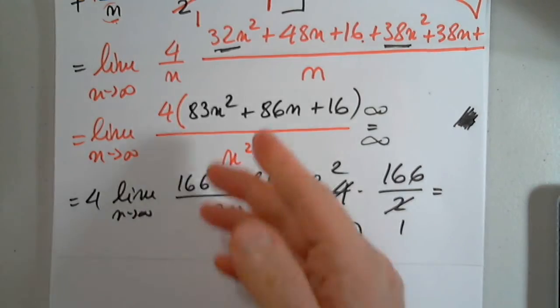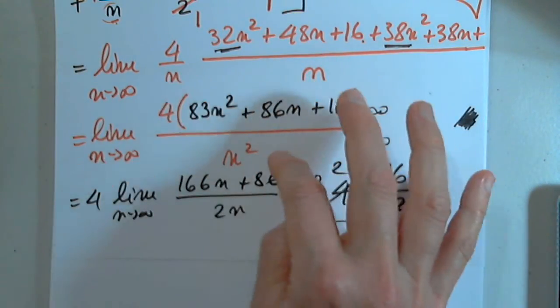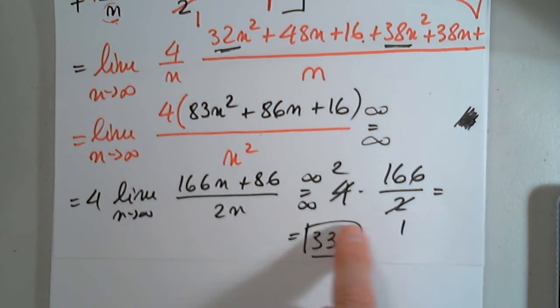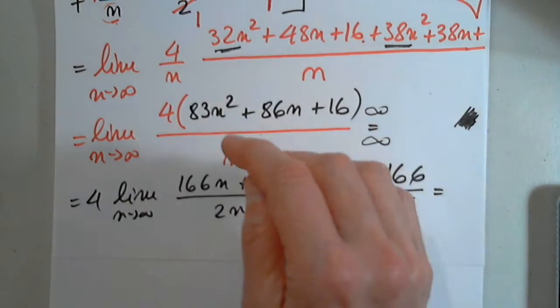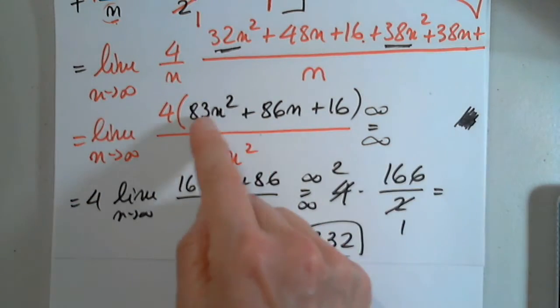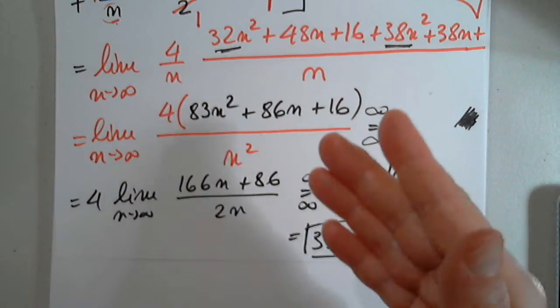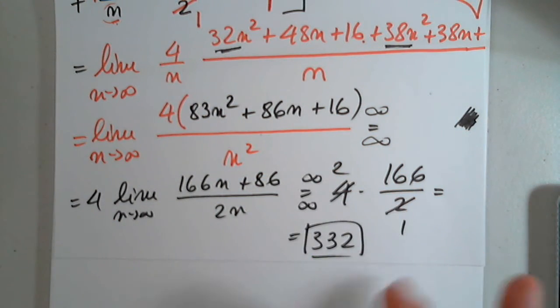So remember, this is like from pre-calculus. Same degree over same degree is always the leading coefficient over the leading coefficient. We don't have to use L'Hopital's rule. But let's say we forgot that. So it's infinity over infinity. We love that. Differentiate, you get this. Differentiate, you get this. And then you have infinity over infinity. When you differentiate, you get 166 over 2. And you have the 4 in front.